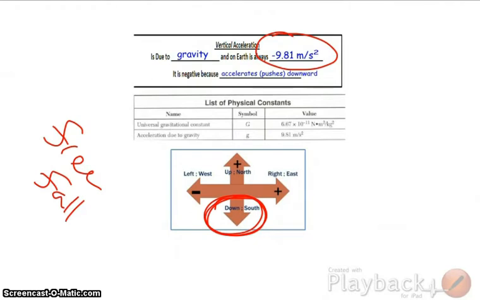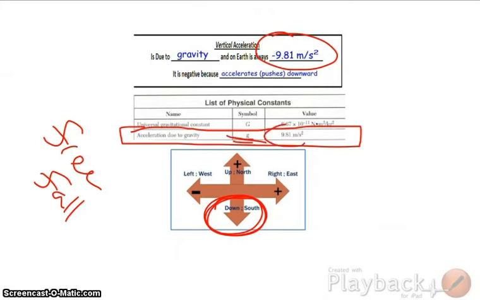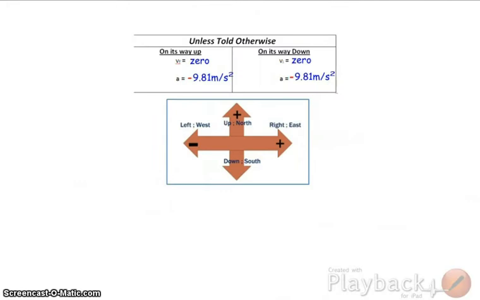Now, if you ever forget that number, on your reference table, under your constants, the acceleration due to gravity, lowercase g, is 9.81. So it's negative because it accelerates or gets pushed downwards. Gravity pushes everything towards the ground. So that's number 1 to remember, that your acceleration is 9.81 or negative 9.81.